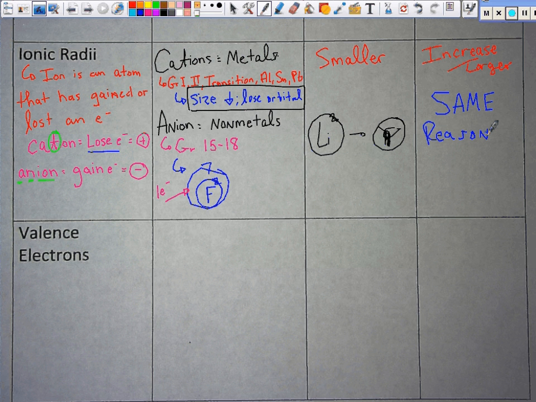And to me, honestly, this next one is the easiest. Valence electrons. I'm going to pause the video one more time. I'm going to clear it. I'm going to move it up so I can write in that space.